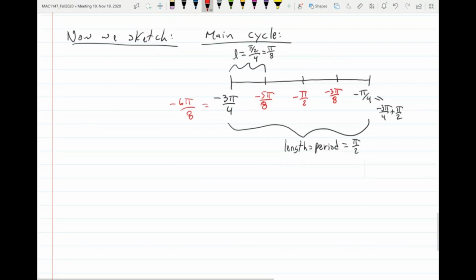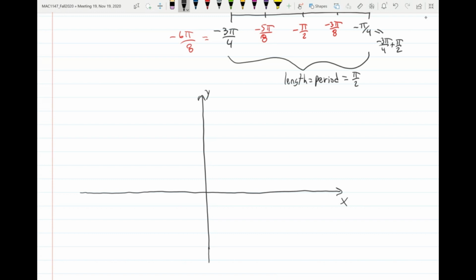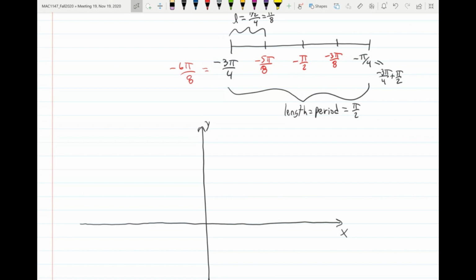Okay, so the moment that we have this, it's time to graph. We know that our main cycle was moved to that interval, so when you're drawing your picture, you need to take that into account. First, we're going to place the location of this cycle, which starts at negative 3 pi over 4. The length is pi over 2 as a period. Let's say that I declare that this is negative pi over 2 right here.